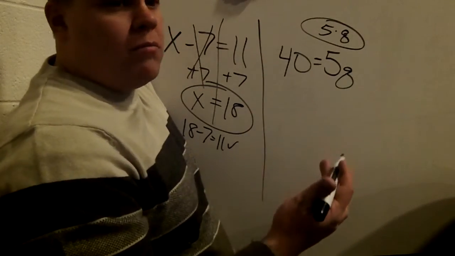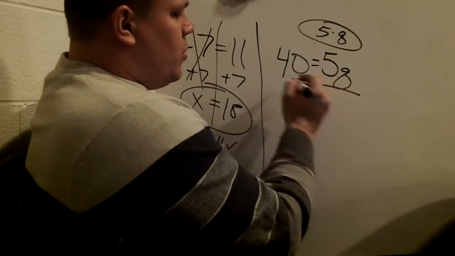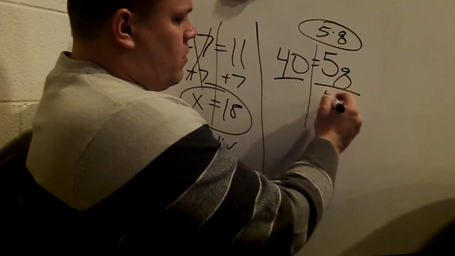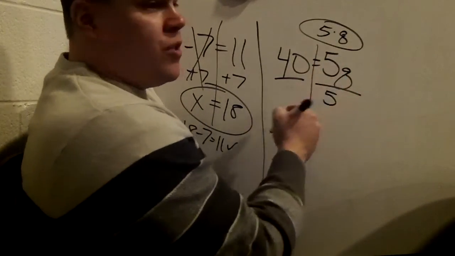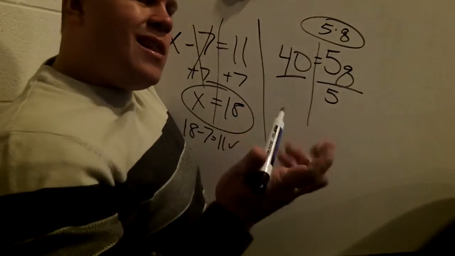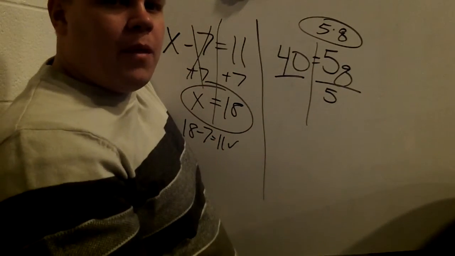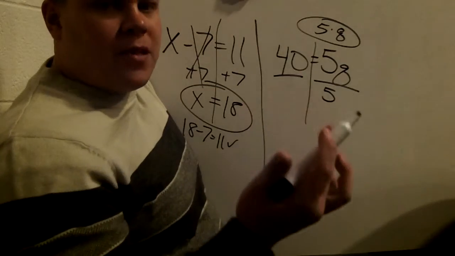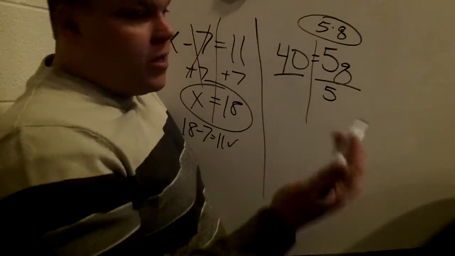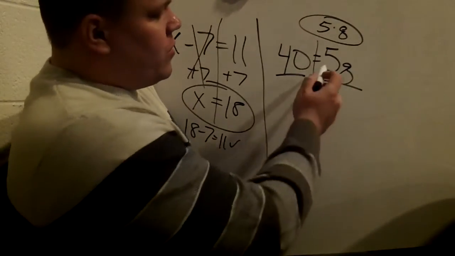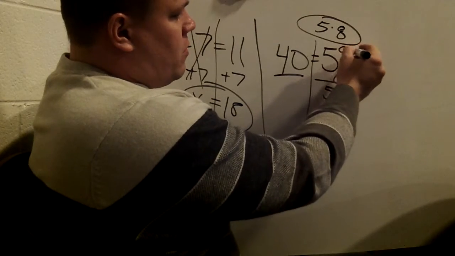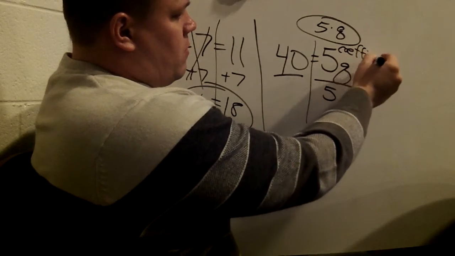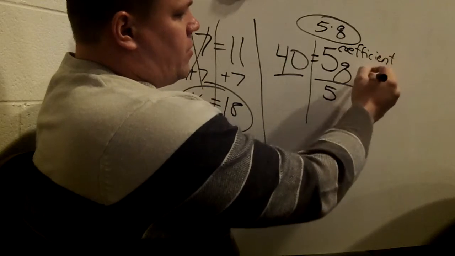Another way to show that would be to use a fraction bar and divide by the coefficient. The coefficient is a number that's, I like to say, glued to the variable. And to unglue it, we must do the opposite operation, or the inverse operation. In this case, it's dividing by 5. So this is a coefficient, and this is a variable.